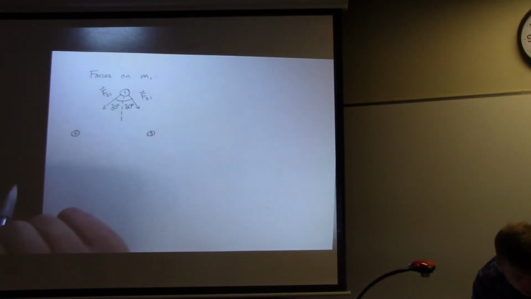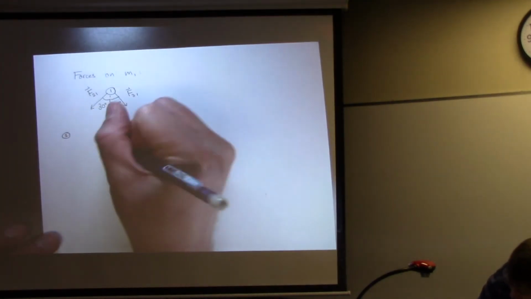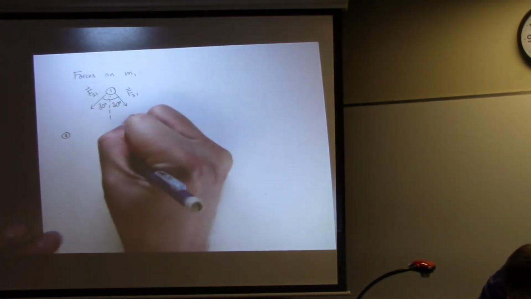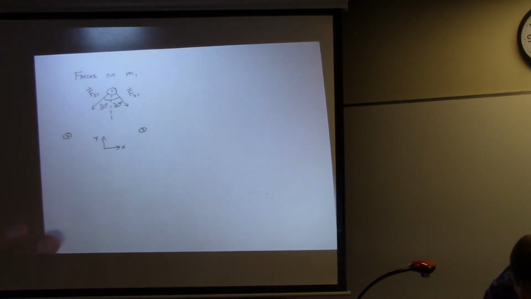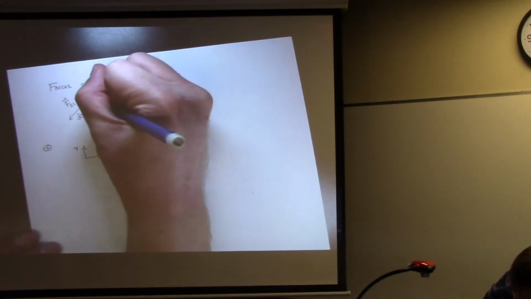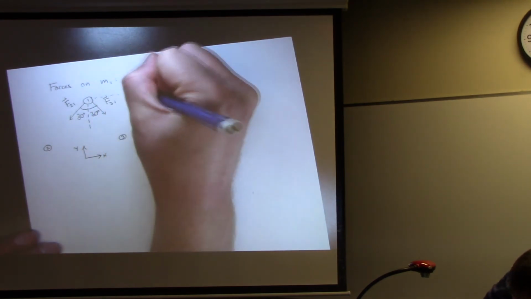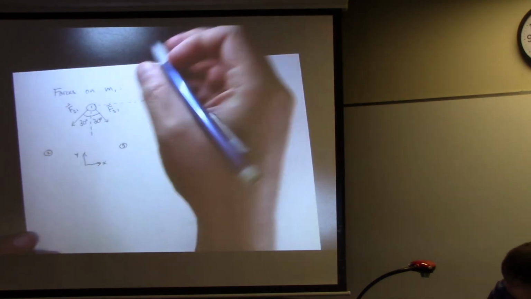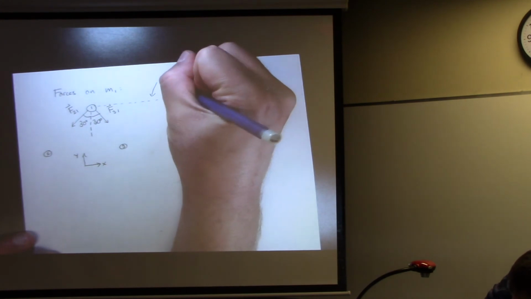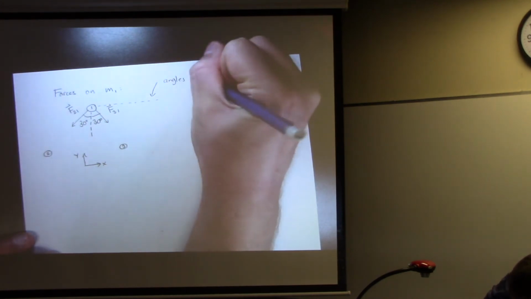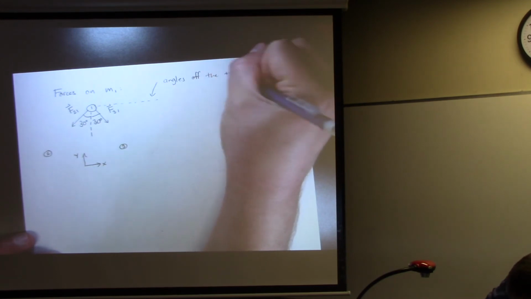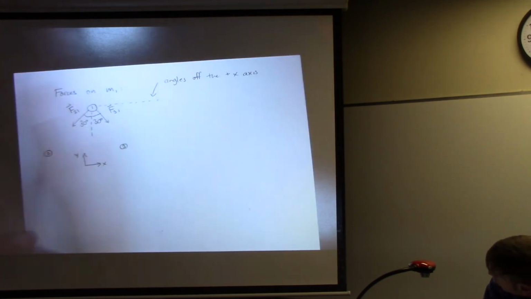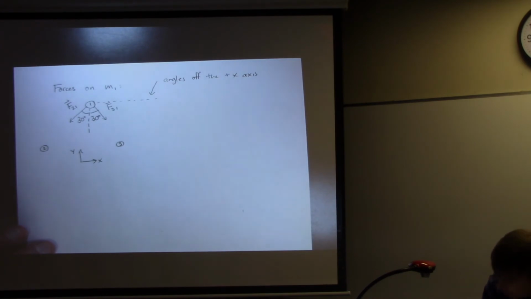The next thing we'll do is draw the x and y axes that we'll use for reference, just like that. And so here, what are the angles for these two force vectors relative to the positive x-axis? So what are the angles off the positive x-axis? Because this is what we're going to use to break the forces into components.